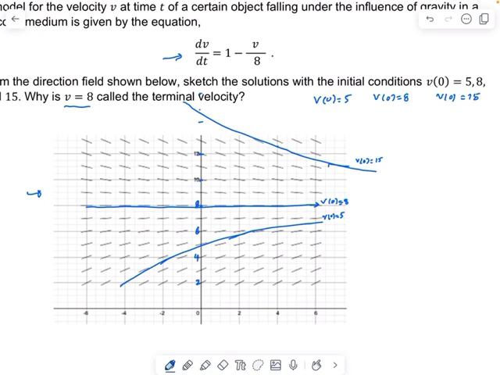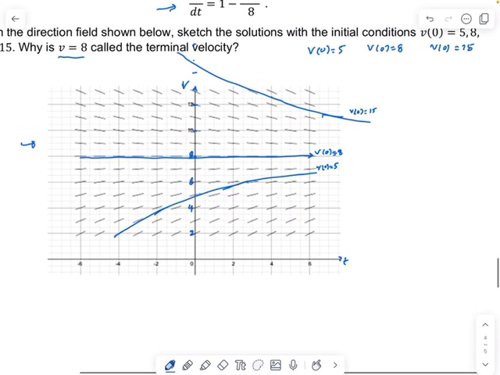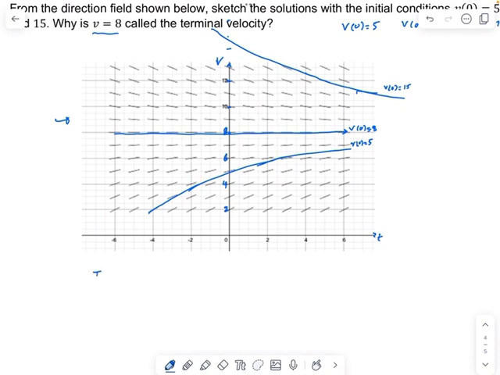This is the t line, by the way, and this line is representing v. Okay, so all the curves are leveling off, so it is called terminal velocity. So v equal to 8 is terminal velocity, because that is the limiting value of v, like in the previous example we saw.